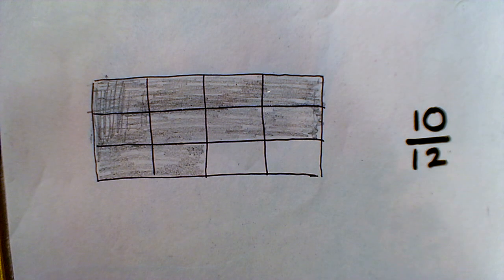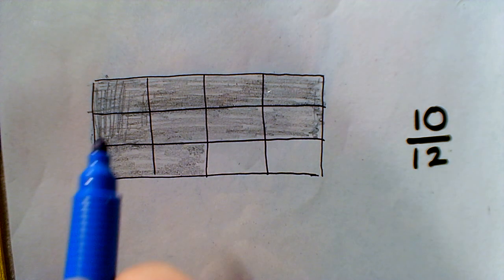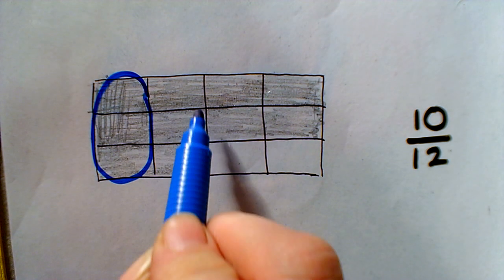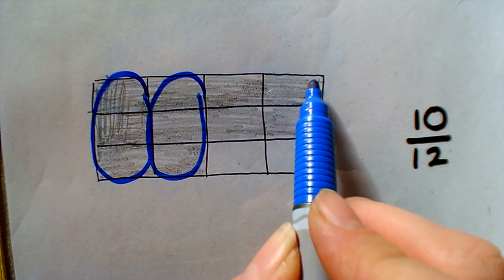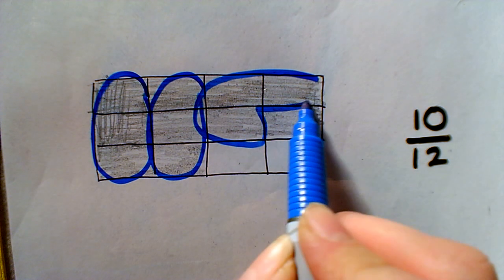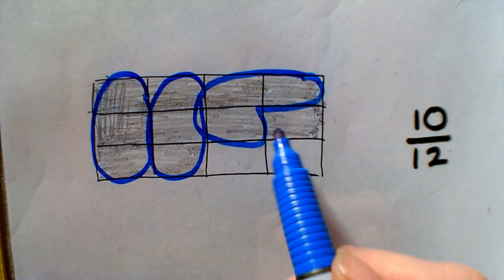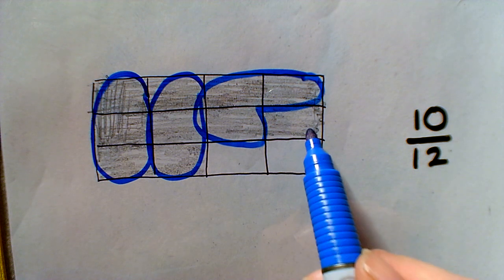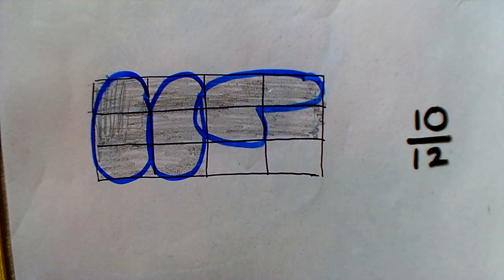Okay, let's do groups of 3. So if I did a group of 3 here and a group of 3 here, and I know this is a little wonky, but I could do a group of 3 there, but then my last group of 3 is going to have a shaded piece and 2 unshaded. That is definitely not going to work for us.